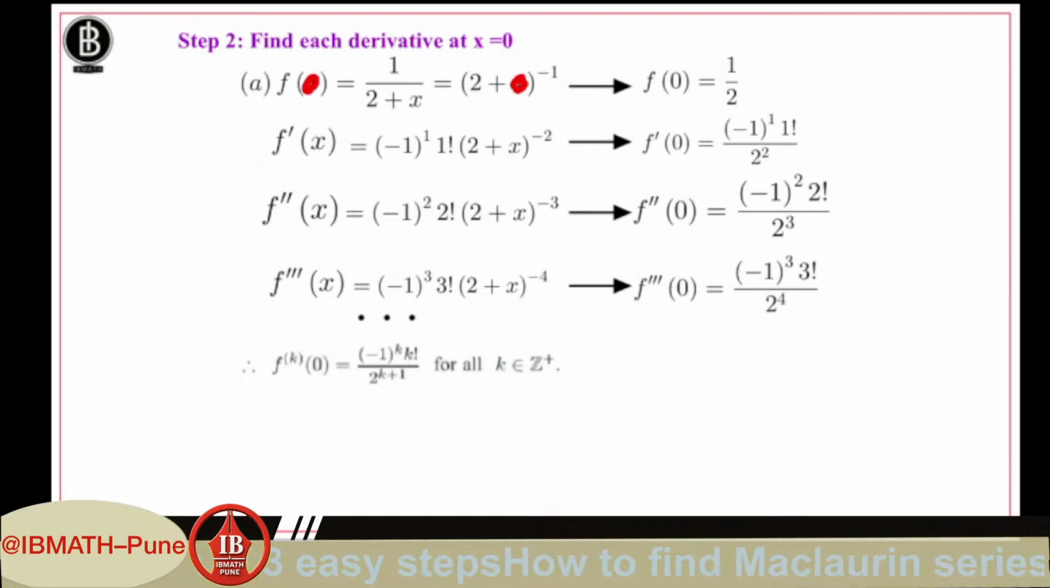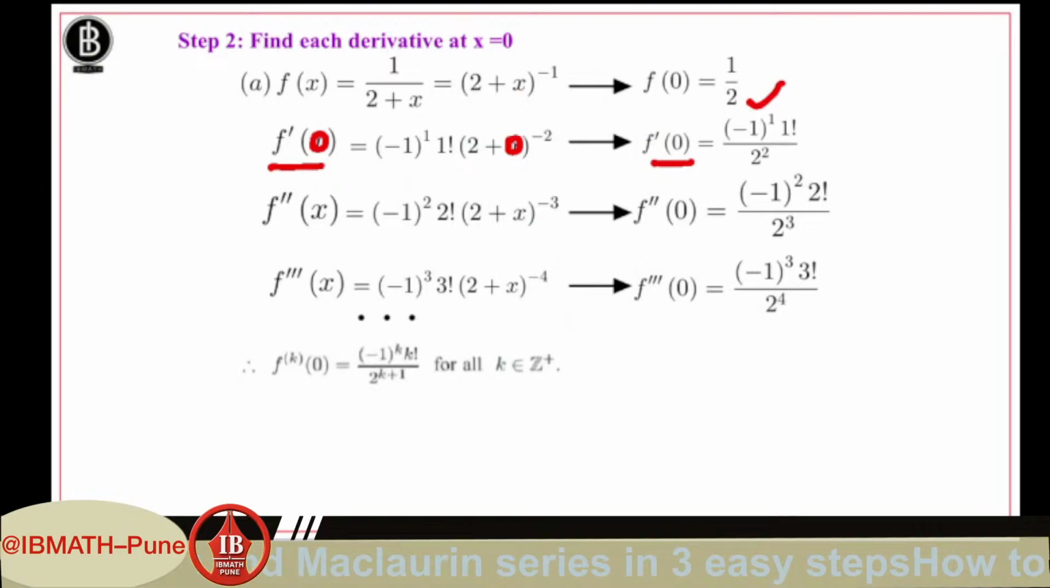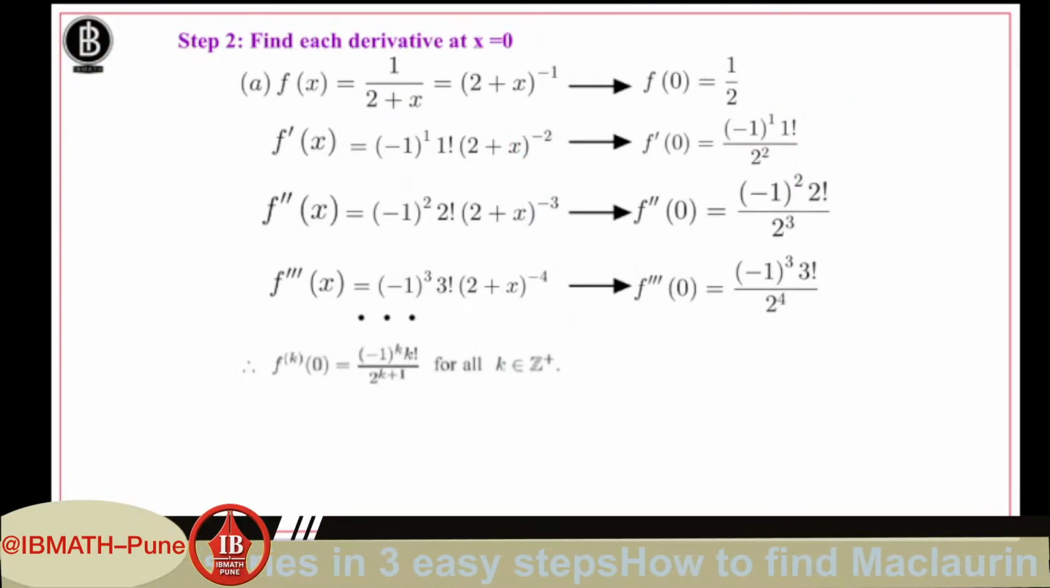Here, 2 to the power negative 1 will be 1 over 2. Then f dash of 0 will give f dash of 0 equals minus 1 to the power 1, 1 factorial. And this 2 to the power negative 2 will go in the denominator, which will be 2 square.